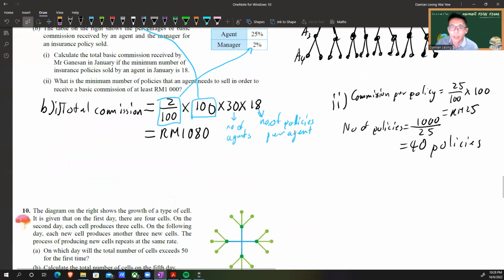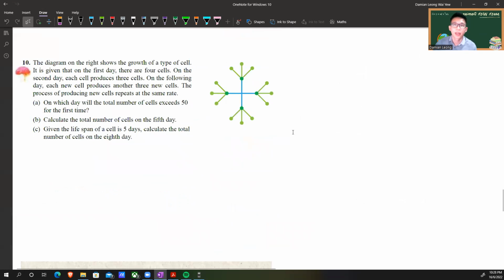Then we look at question 10. The diagram here shows the growth of a type of cell. It is given that on the first day, there are 4 cells. Second day, each cell produces 3 cells. And then on the following day, each cell produces another 3 cells.